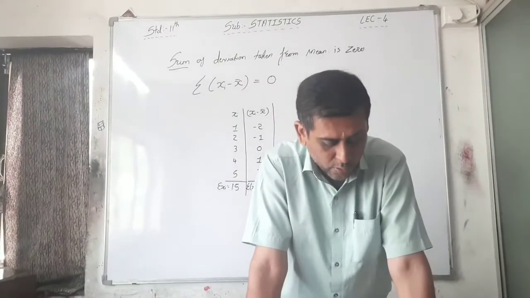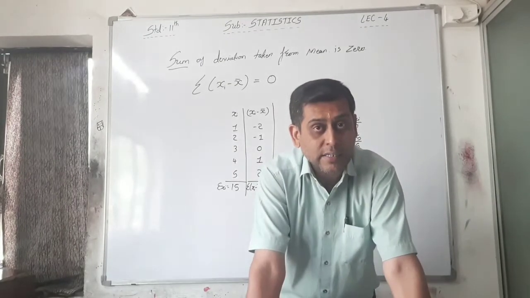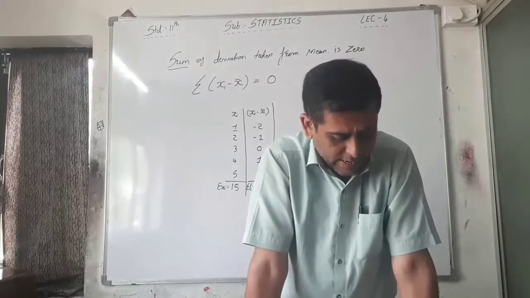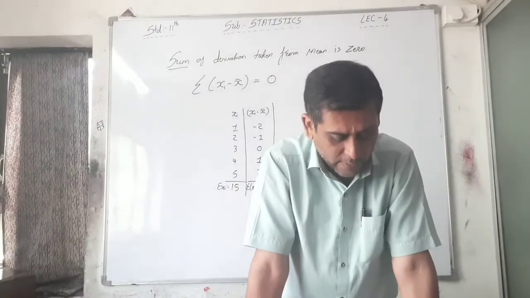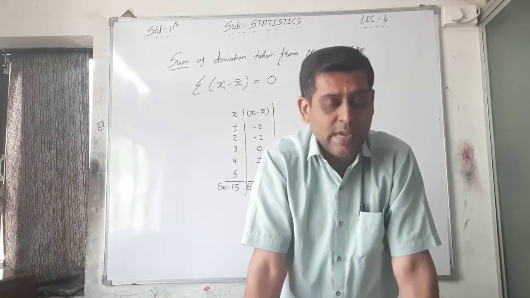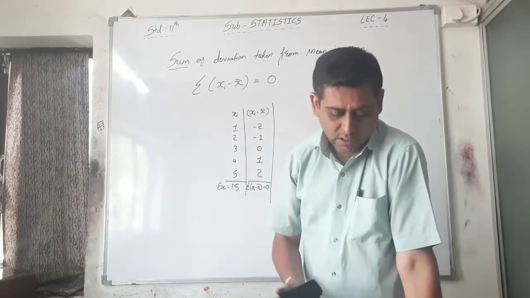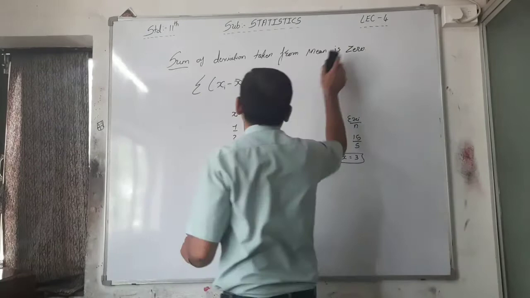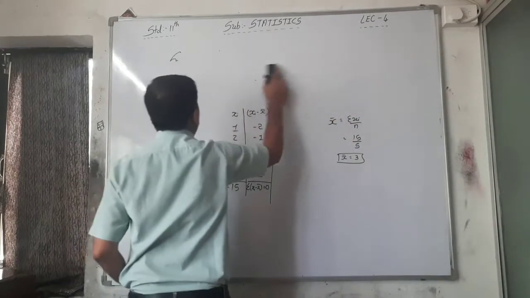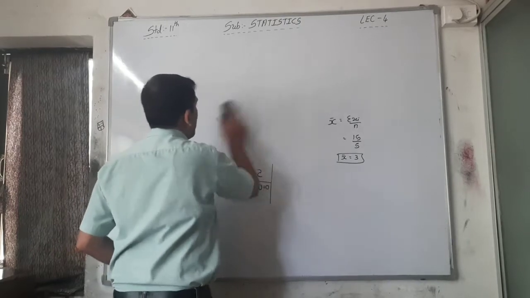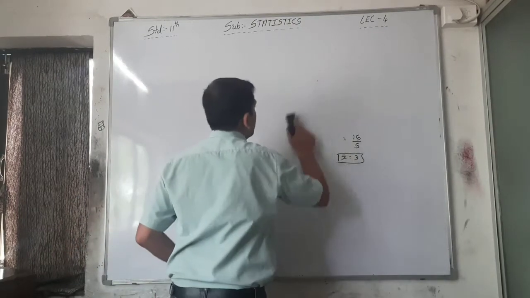If we know the mean, that is x bar, see here the main line, if we know the mean x bar, we can use the formula y bar is equal to b x bar plus a to find y bar, which is also the mean of y. See here, I am explaining this by giving an example.